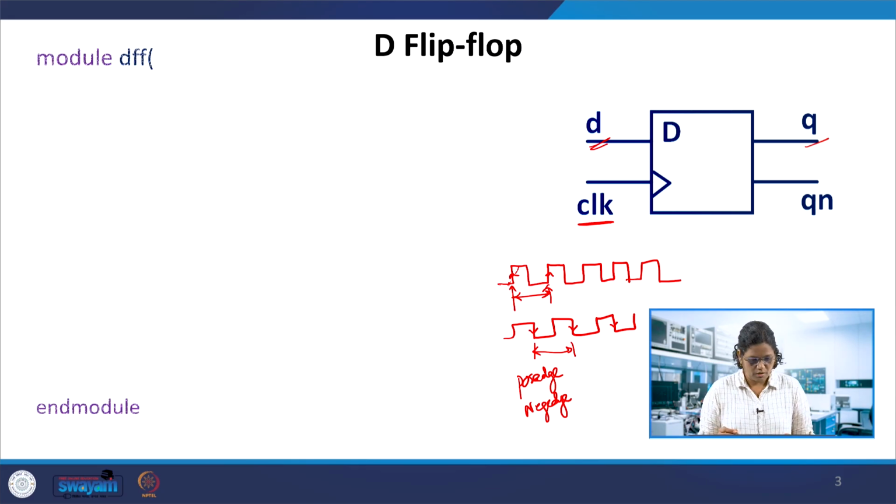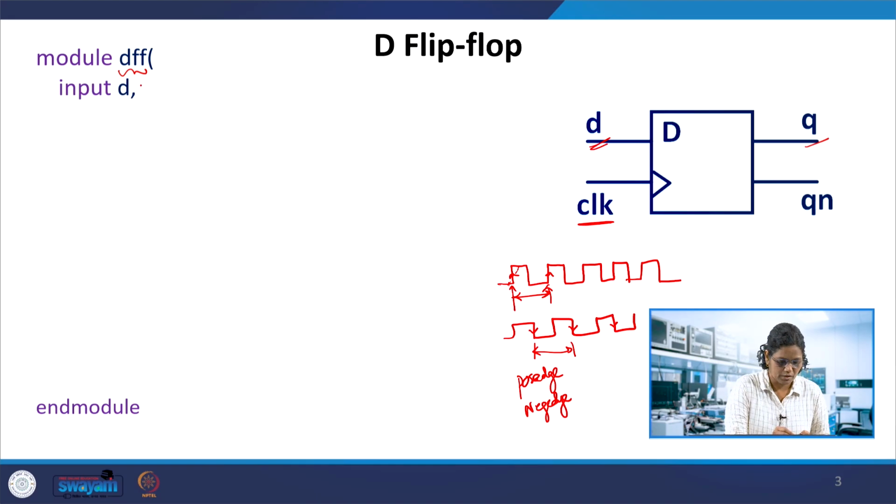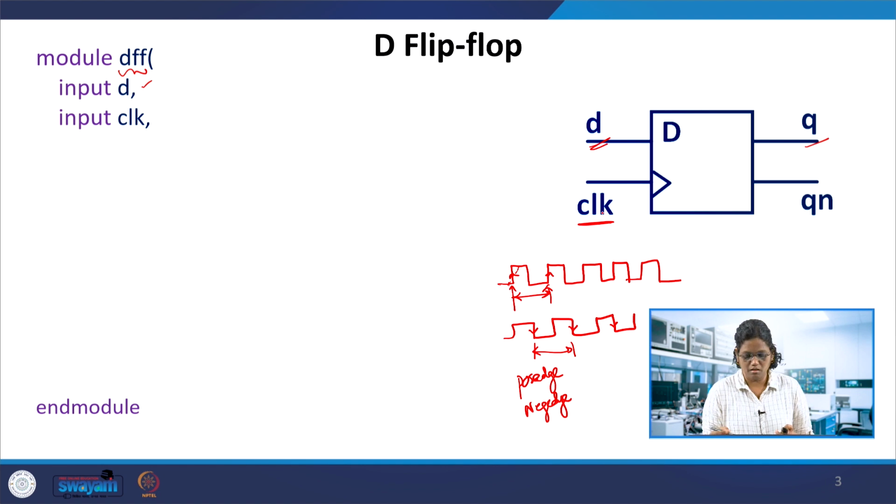Now coming to the Verilog code, how are we going to develop this D flip-flop code? Module DFF is the module name, where in the port list we have input D. This is a 1-bit input, 1-bit data, and another input is the clock. So you can see that in sequential circuits, we have the clock or the enable.